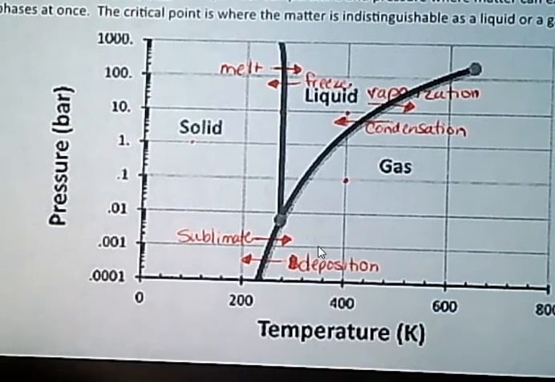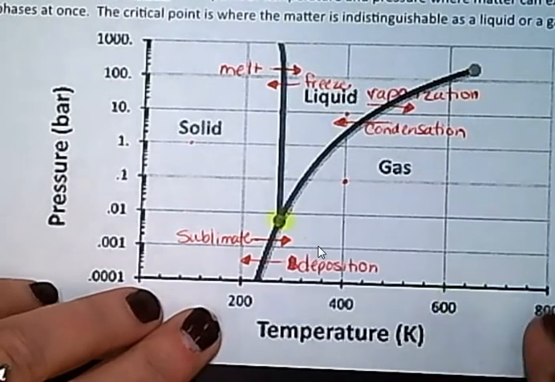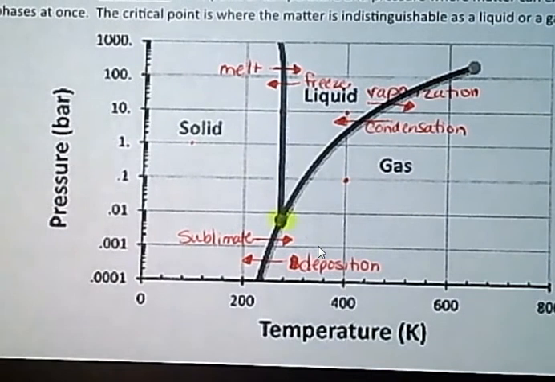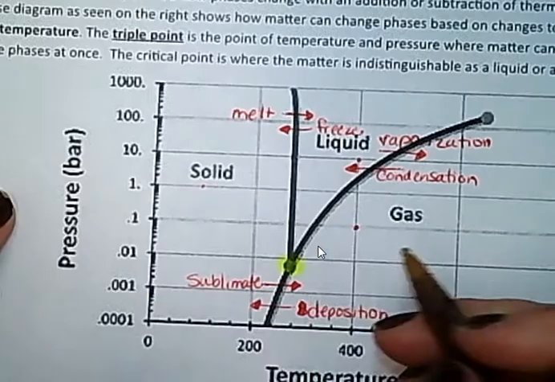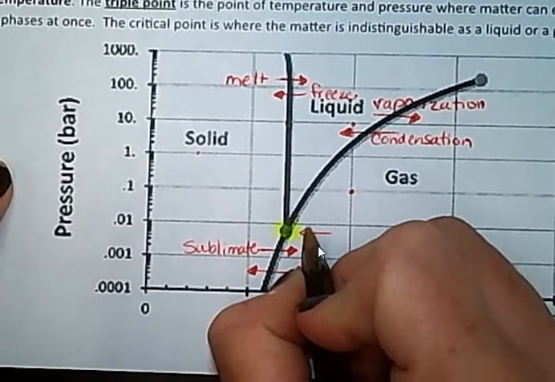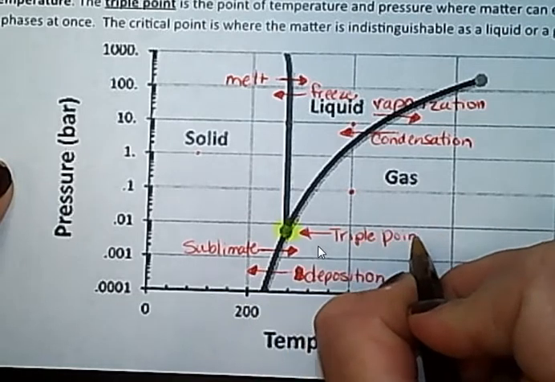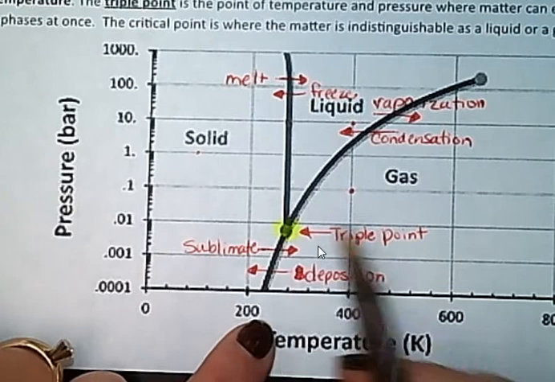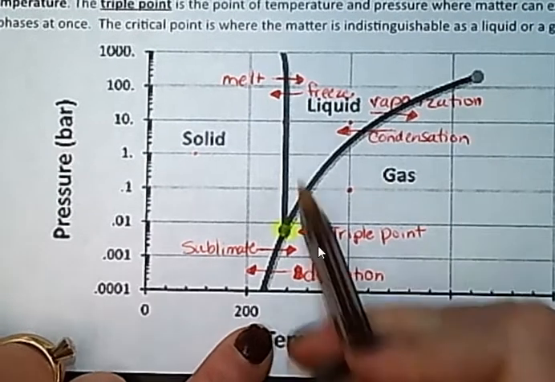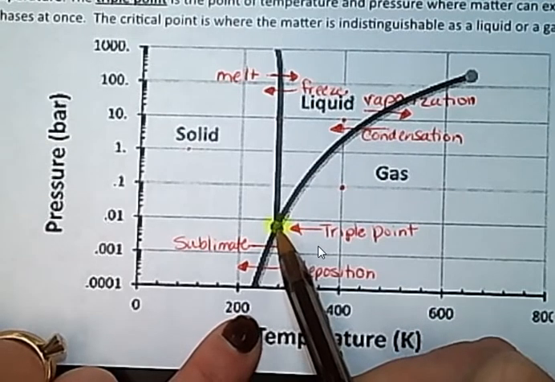Now there's a couple points on here that are points of importance. There's this point right here that is the triple point. And the triple point, it's up here at the top in your reading what the triple point is. But your triple point is where all three lines meet, and that also means where all three phases of matter can exist at the same time. So triple point, three lines are meeting here, and the three phases of matter can exist at the same temperature and pressure, very, very close to each other.